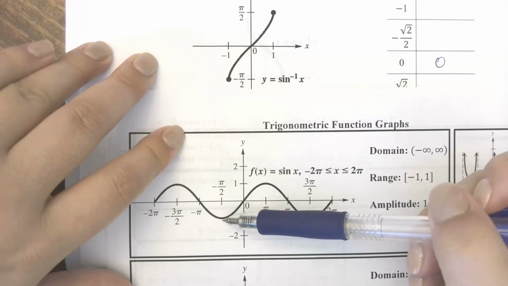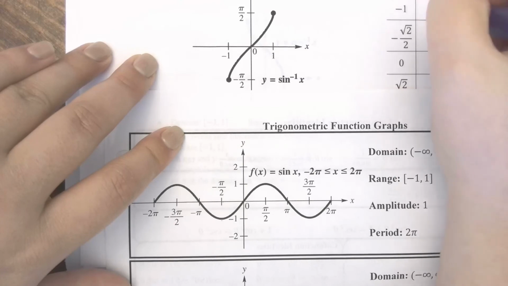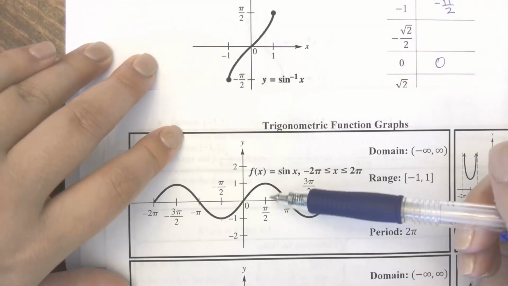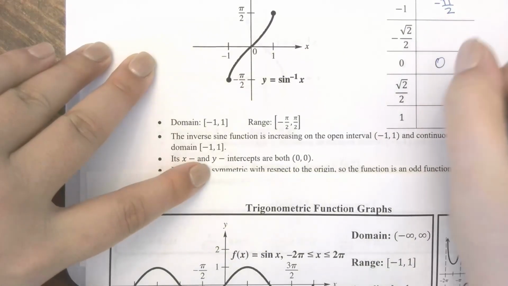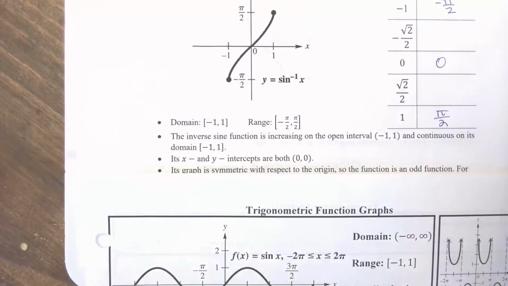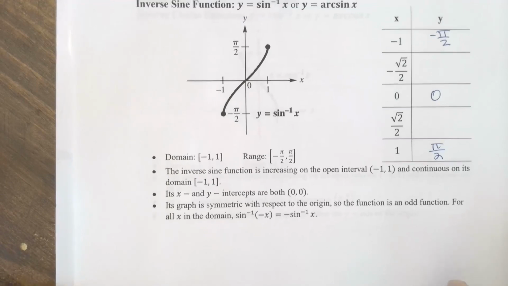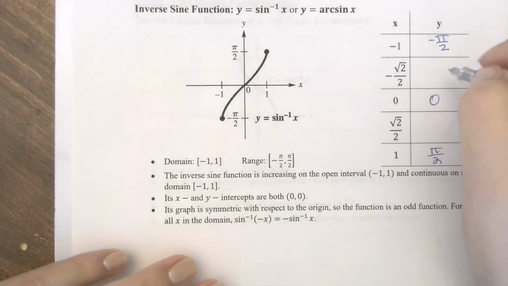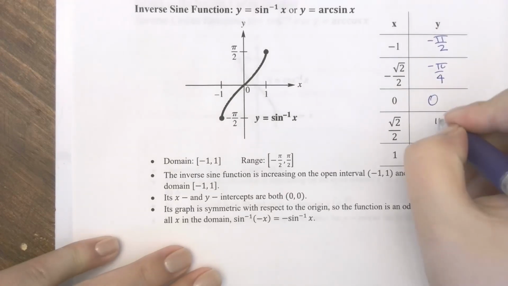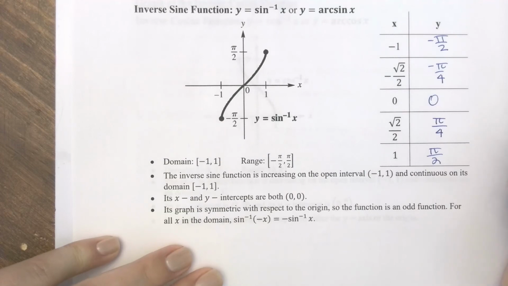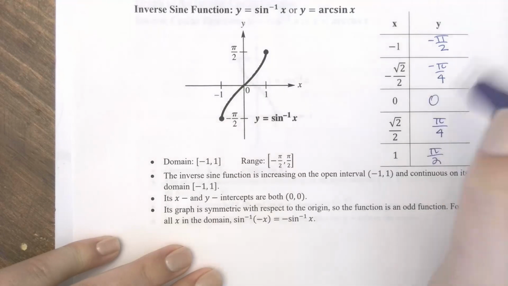At -pi/2, sine is -1, so at -1, inverse sine is -pi/2. At pi/2, sine is 1. Okay, so that means at 1, inverse sine is pi/2. Okay, so the values are just swapping. Okay, at -square root of 2 over 2, we have -pi/4, and then at square root of 2 over 2, we have a positive pi/4. Okay, so the x and y values have swapped from your sine function for inverse sine.